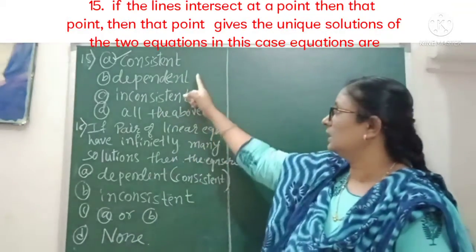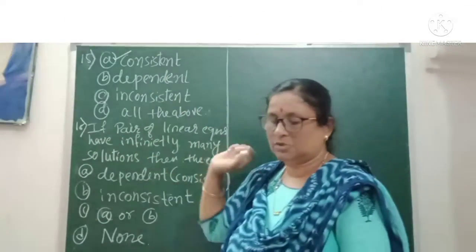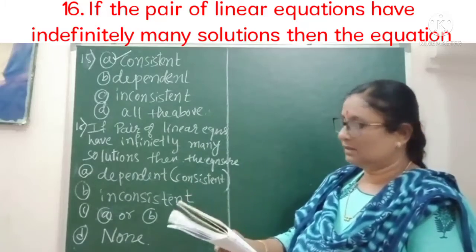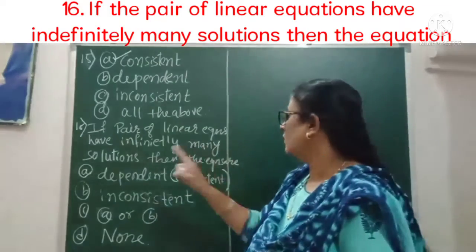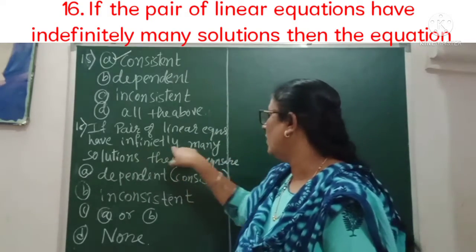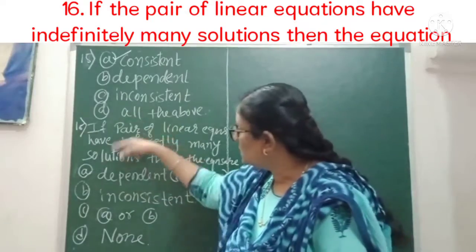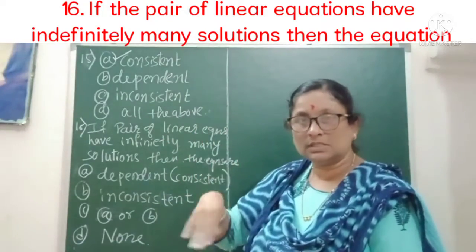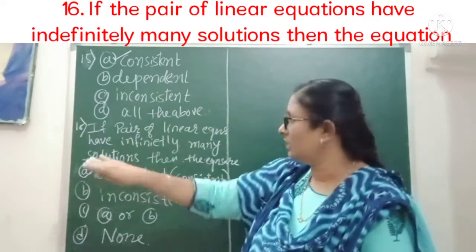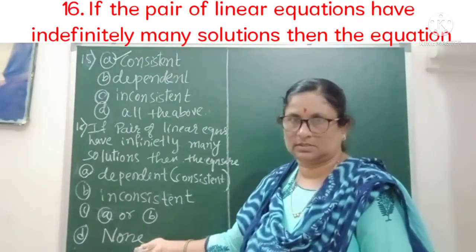That is the first option of the 15th question. Now look at the 16th question. It is also very interesting. I read the question here: a pair of linear equations have infinitely many solutions. See here, based on this you have three to four questions, but the answer for every question is a little different. Understand? See the options.